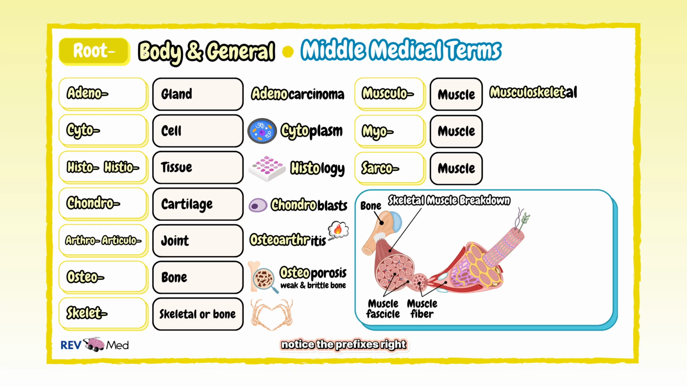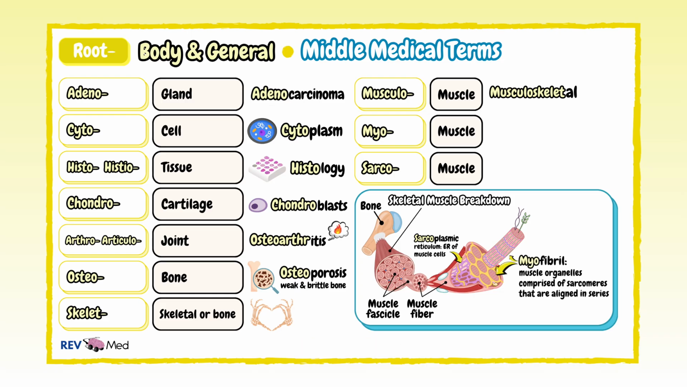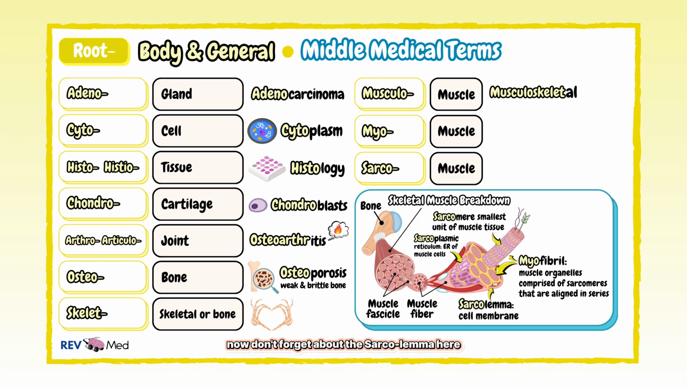Notice the prefixes, right? The muscle fiber is surrounded by the sarcoplasmic reticulum, which is the ER of the muscle cells. And the muscle fiber contains myofibrils, which are muscle organelles comprised of sarcomeres, the smallest unit of muscle tissue, which are aligned in a series. Now don't forget about the sarcolemma here, which is the membrane. And then we finally have myosin, as it is found walking with its buddy actin in muscle contraction.